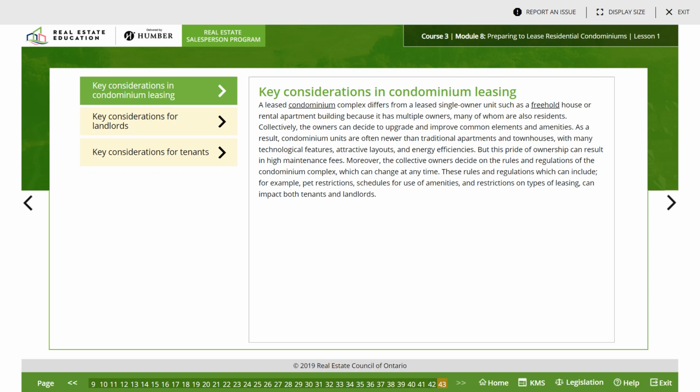Moreover, the collective owners decide on the rules and regulations of the condominium complex, which can change at any time. These rules and regulations, which can include, for example, pet restrictions, schedules for use of amenities, and restrictions on types of leasing, impact both tenants and landlords.